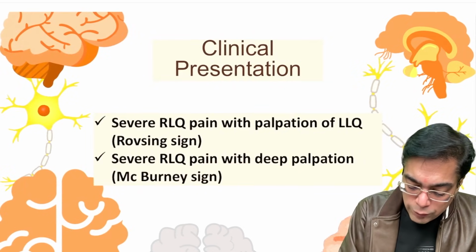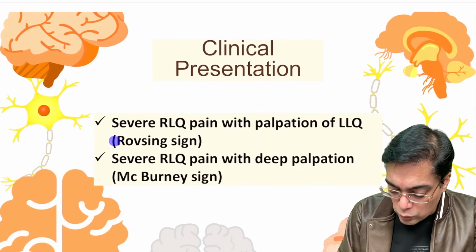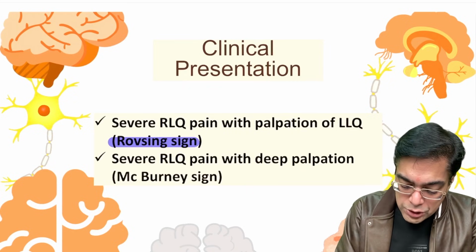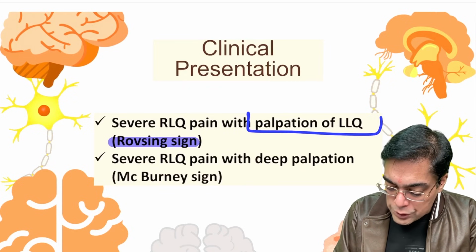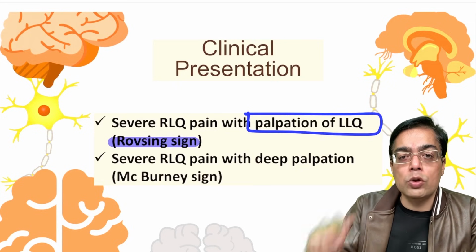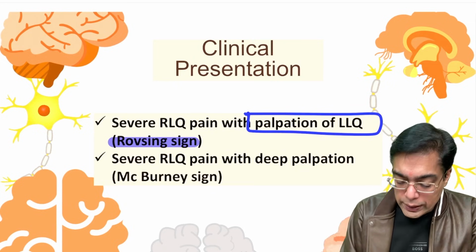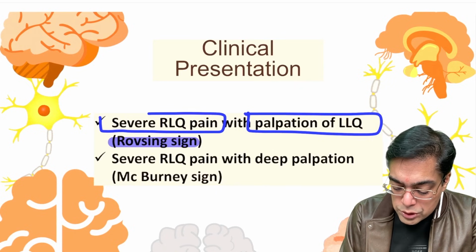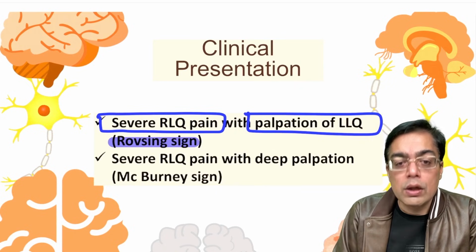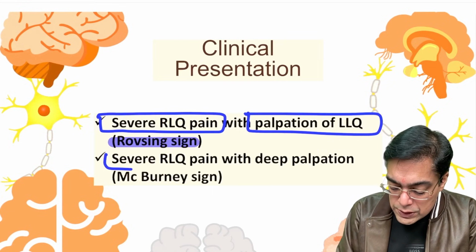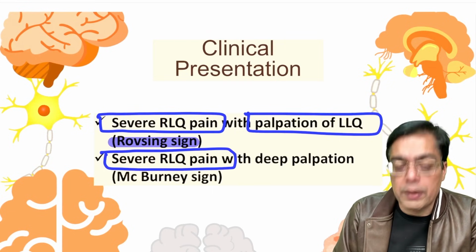Talking about the next one. You could be given a straightforward question which is going to be making a mention of the Rovsing sign, which means the patient is having a right lower quadrant pain, especially when you palpate the left lower quadrant. So imagine you're pressing the left lower quadrant, but the patient experiences pain on the right side. Now that is because of the increased abdominal pressure causing the pain on the right side. Or the other can be that we ask the patient to take a deep breath and then the patient again experiences a severe right lower quadrant pain.